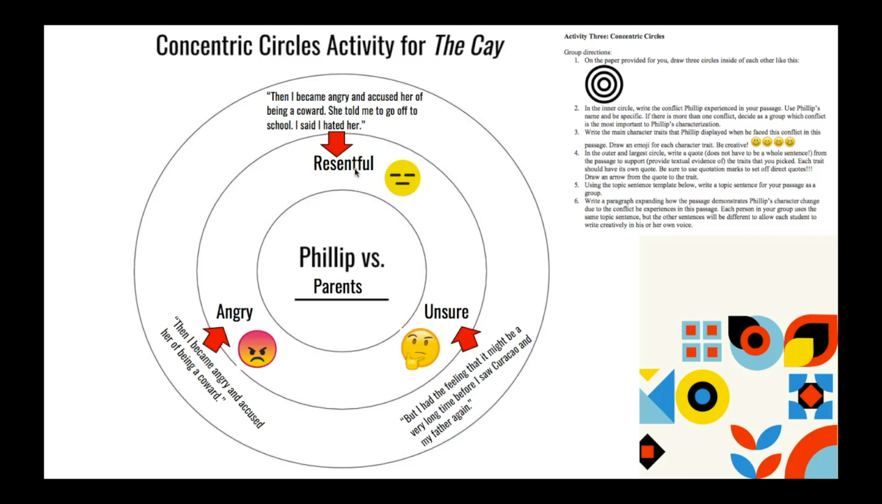All right, so if we're resentful, then: "I became angry and accused her of being a coward. She told me to go off to school. I said I hated her." Okay, so in this portion, I said that he was resentful of his mother.